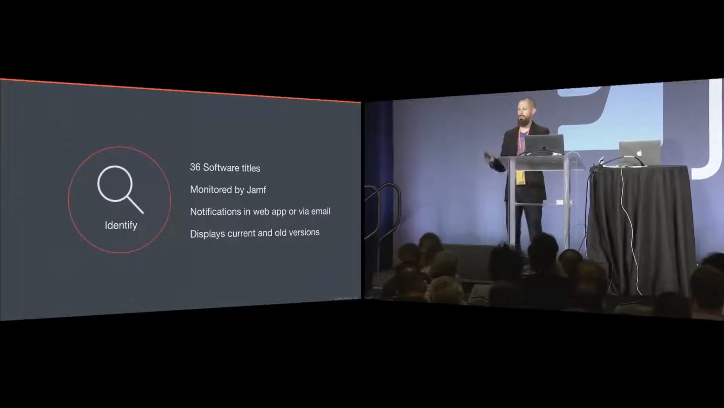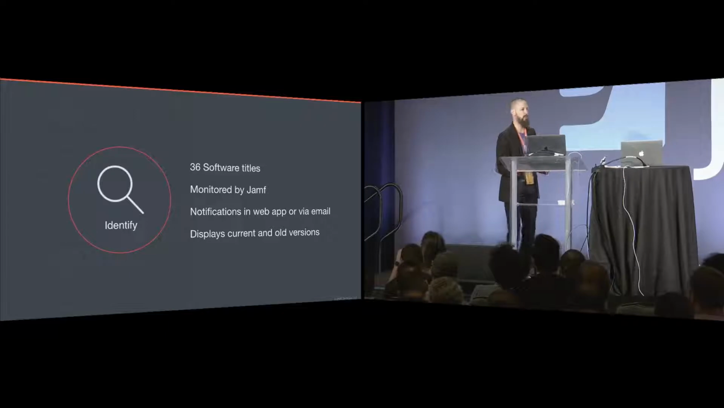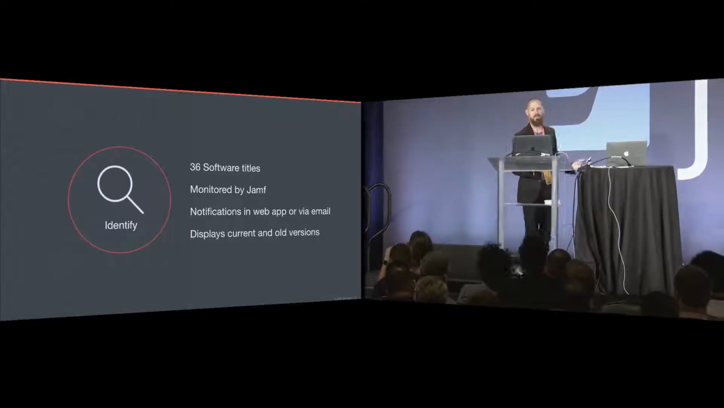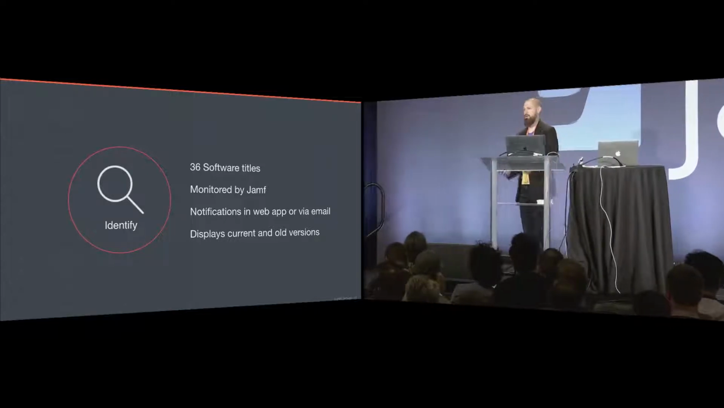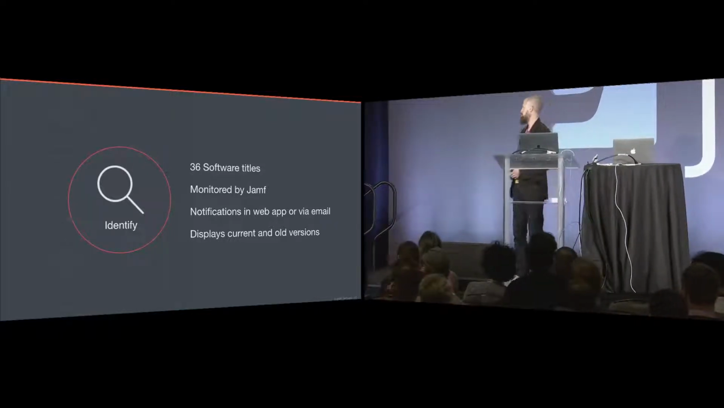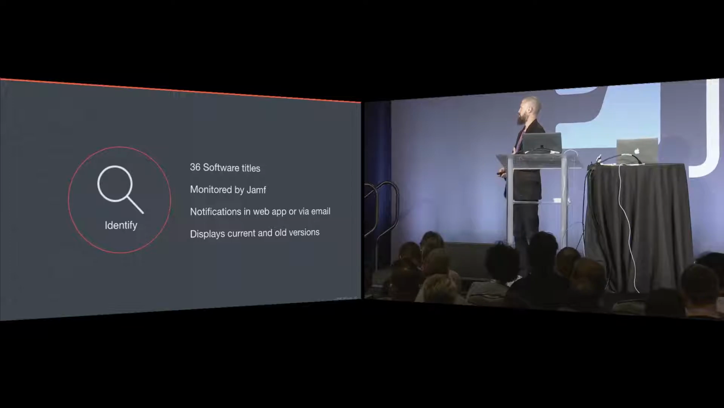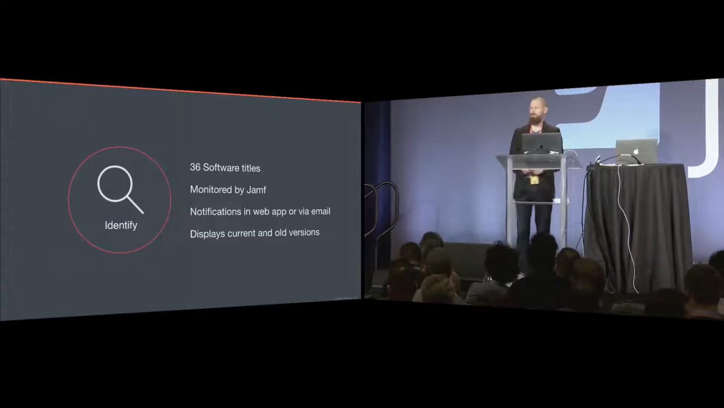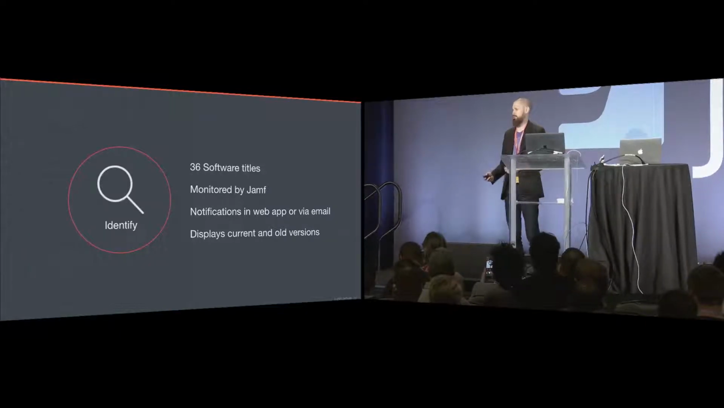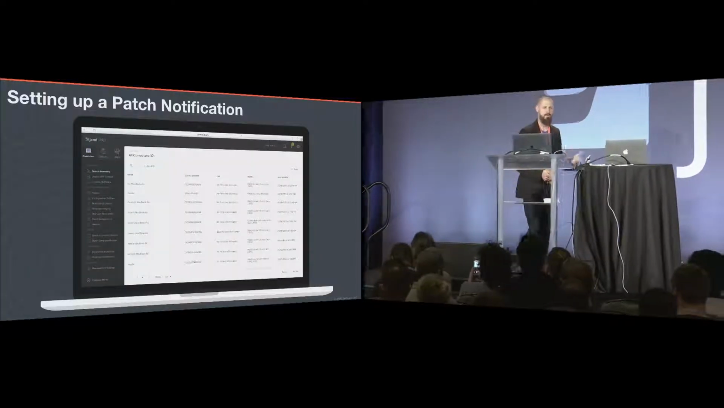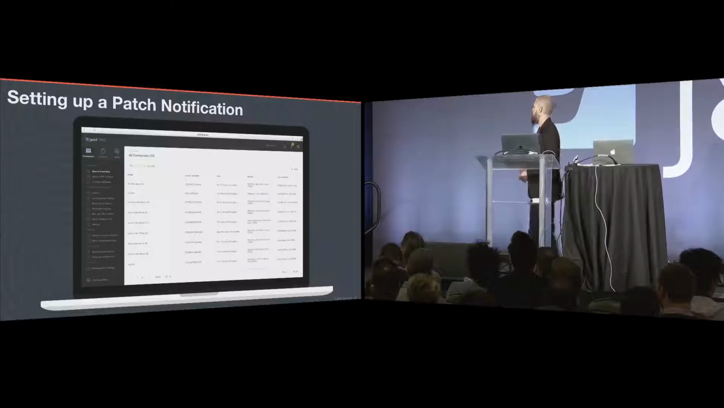But generally speaking, we've got 36 titles that we vet. We follow those and make sure within 24 hours we take a look at those, validate that they're good, and then we notify you that those updates are available. All of those are, of course, monitored by Jamf. We provide those updates. And the great thing about the way that we report on this is that we also show all of the older versions of those. So we'll set that up later, and I'll demo that.